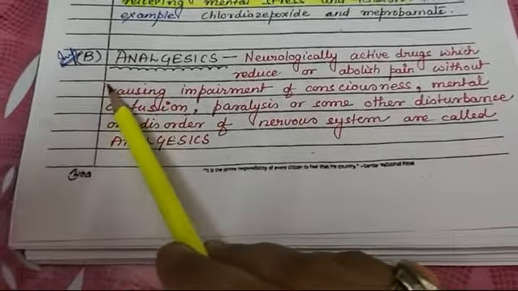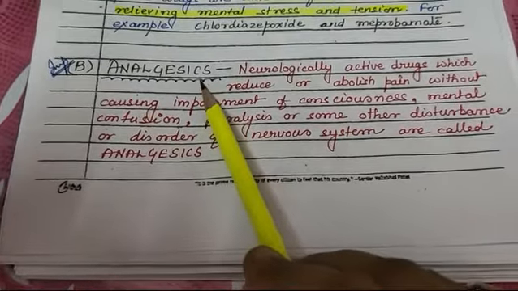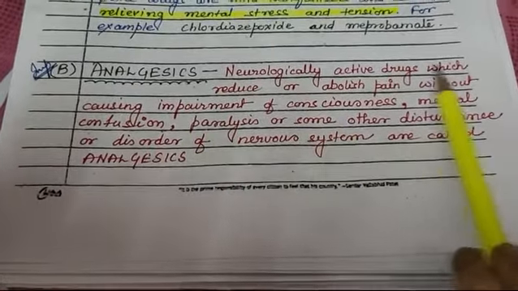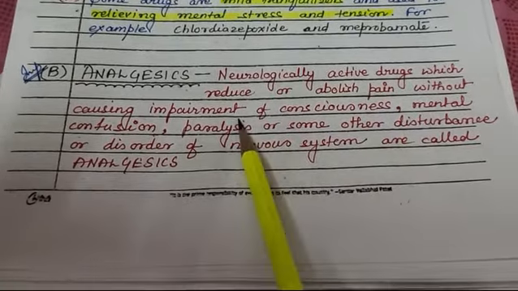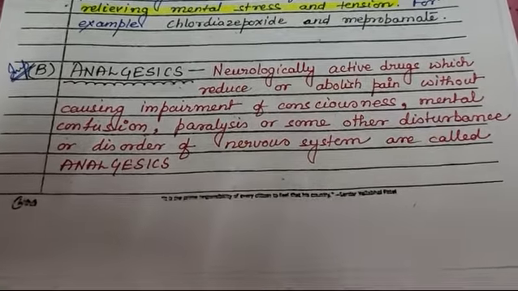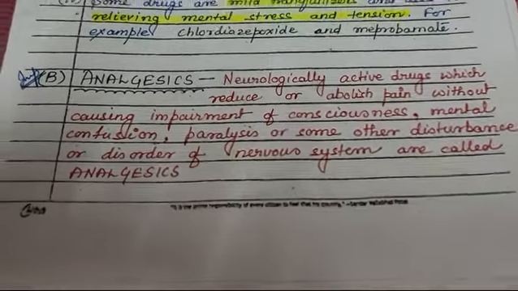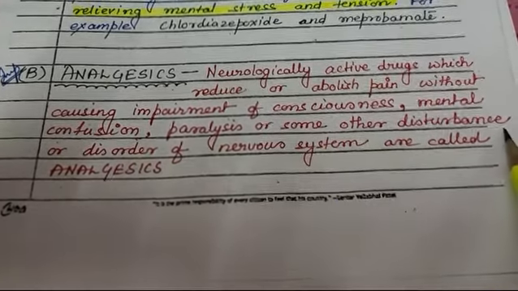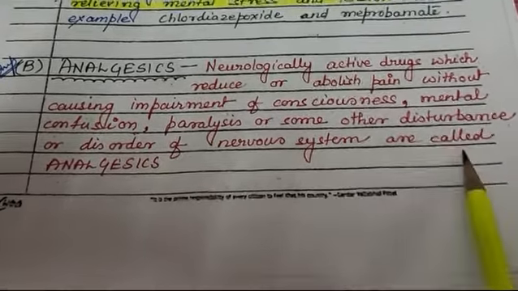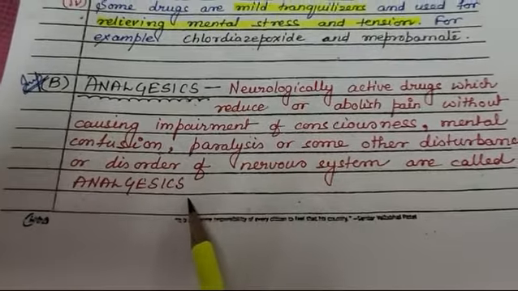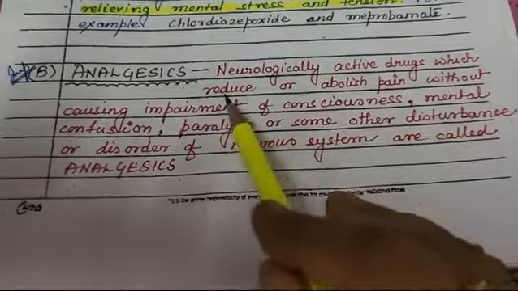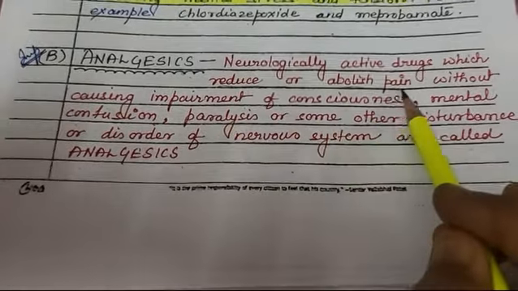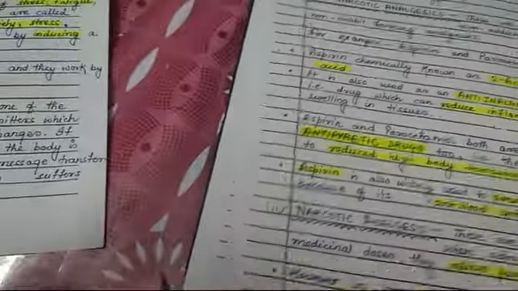Now the second type of neurologically active drug is analgesics. What are analgesics? Neurologically active drugs which reduce or abolish pain without causing impairment of consciousness, mental confusion, paralysis or some other disturbance in the nervous system are known as analgesics. So analgesics are the neurologically active drugs which abolish or reduce pain. Now analgesics can be of two types.